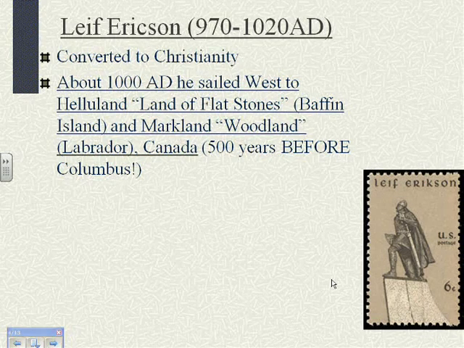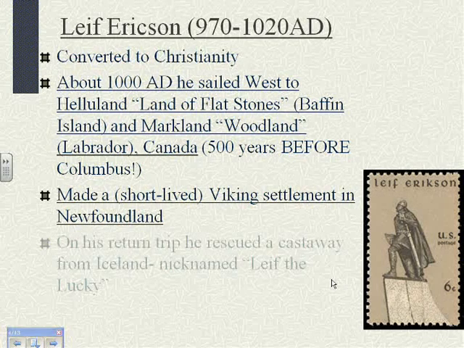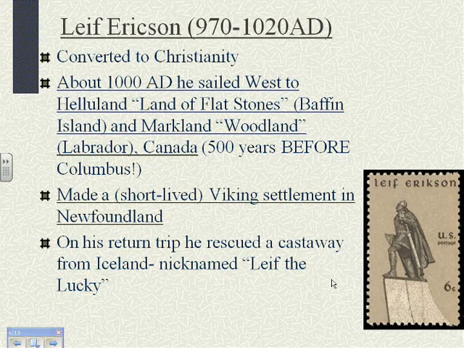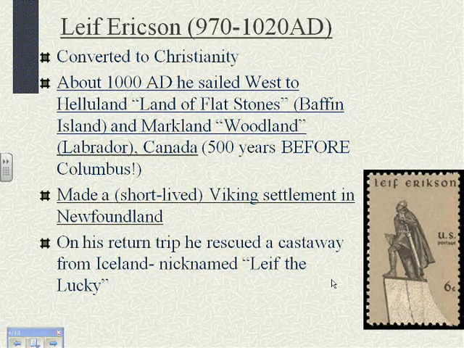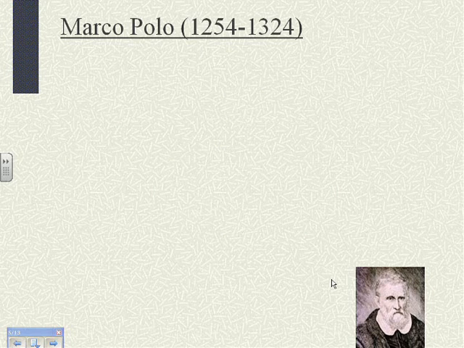So despite the fact that a lot of people are taught in elementary school in various places that Columbus was the first European to get to North America, that is actually not true. They did have a very short-lived Viking settlement in Newfoundland, but it was not very successful due to the harsh weather. There weren't very many resources there for the people to survive on. On his return trip from Canada, he rescued a castaway from Iceland, and therefore afterwards was known as Leif the Lucky.